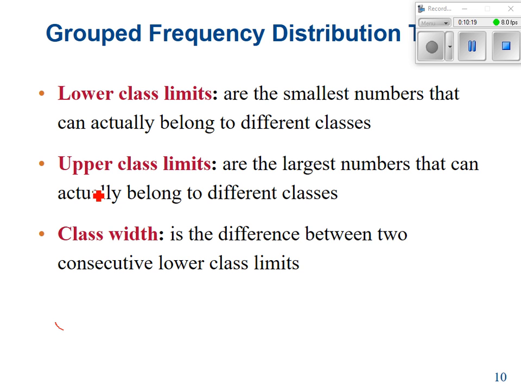Lower class limits are the smallest numbers that can actually belong to each different class. Upper class limits are the largest numbers that can belong to each different class. And then the class width, again, that's important. Class width is the difference between any two consecutive lower class limits. It could be any two consecutive upper class limits also. It doesn't make any difference. That's just the easiest way to have it there.